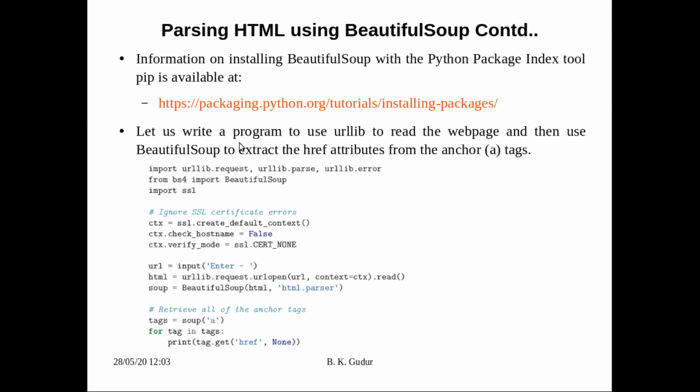So let us write a program to use urllib to read a web page and then use Beautiful Soup to extract the href, meaning link attributes. Here, dear students, we mean whatever is within anchor tags, the tag which starts with a and ends with a closing tag, which we call an anchor. If you are familiar with HTML, you will be familiar with this terminology called anchor tags. Very simple, dear students.